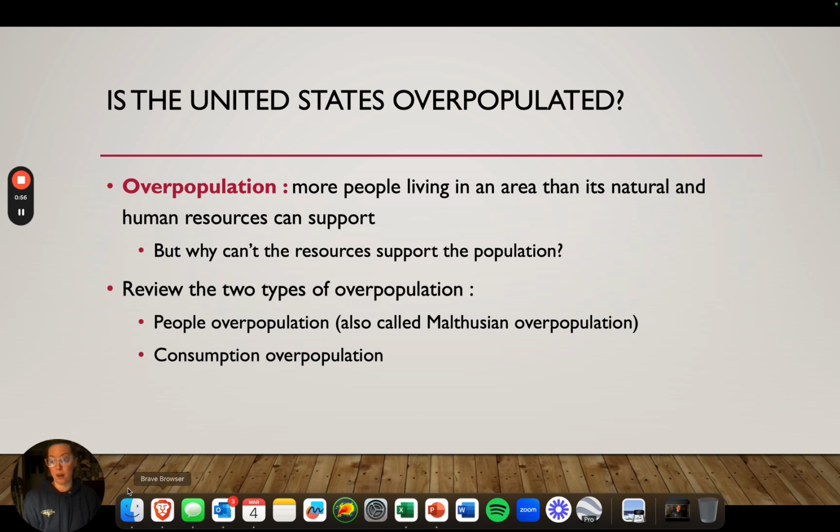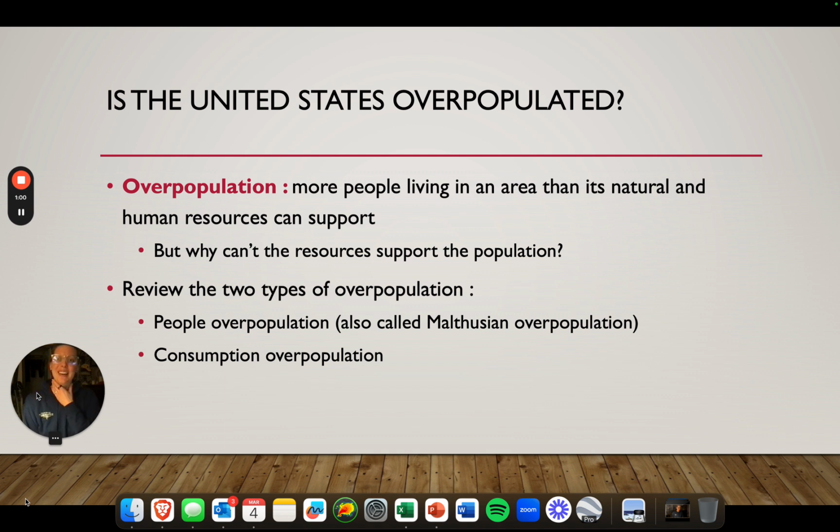Also, this could be another sensitive topic, perhaps. I don't want anyone to ever feel guilty for having children if that's your choice. I want you to know it's not anything that I'm speaking badly of. But we just have to look at the basics and really consider whether or not we are indeed overpopulated or not. So, is the United States overpopulated?